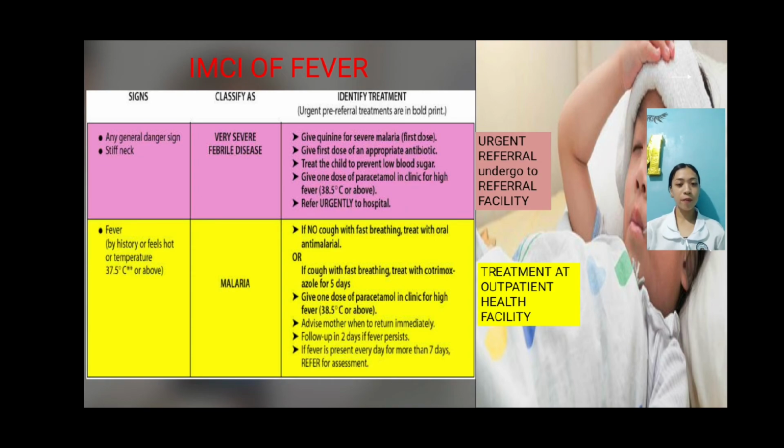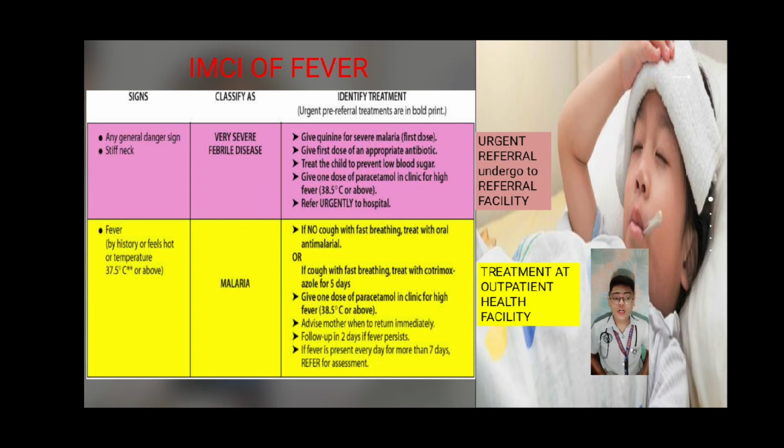Treat the child to prevent low blood sugar. Give 1 dose of paracetamol in clinic for high fever, for example, 38.5 degrees Celsius and above. And the last is refer urgently to hospital.